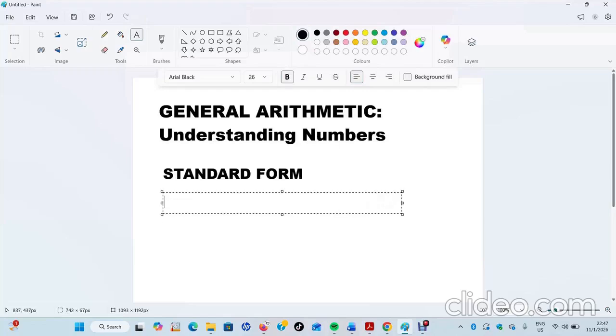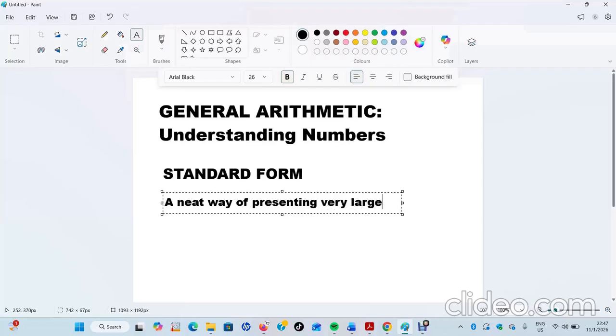Hello everyone, our lesson today is General Arithmetic, Understanding Numbers, Standard Form. We will be dealing with standard form, or expressing numbers in standard form. It is a neat way of presenting numbers that are normally very large or very small.